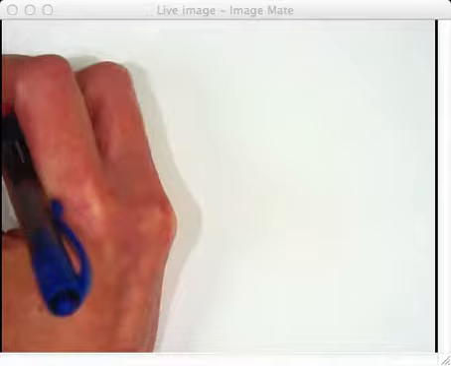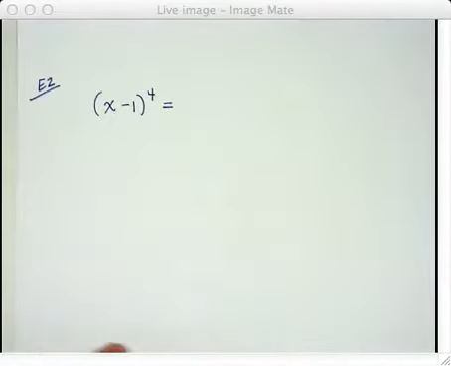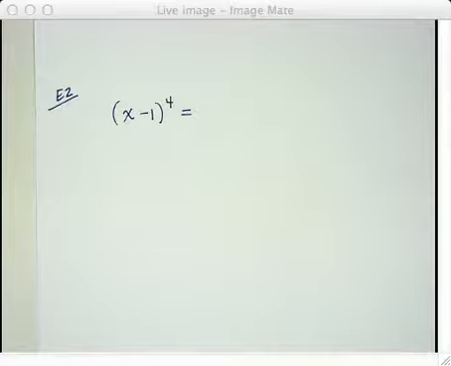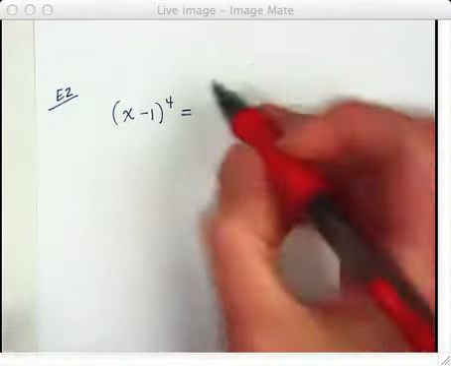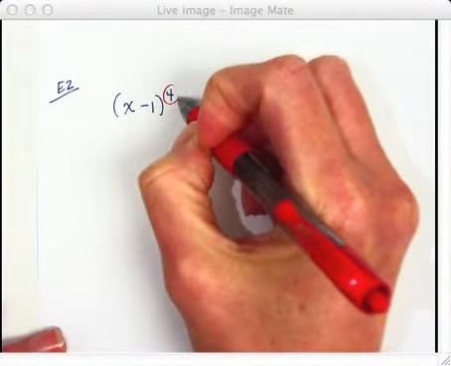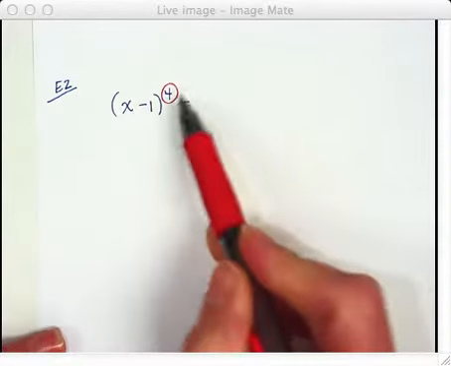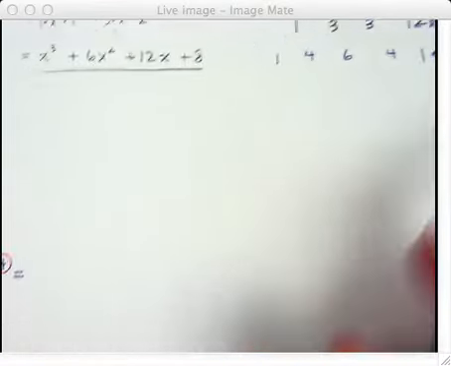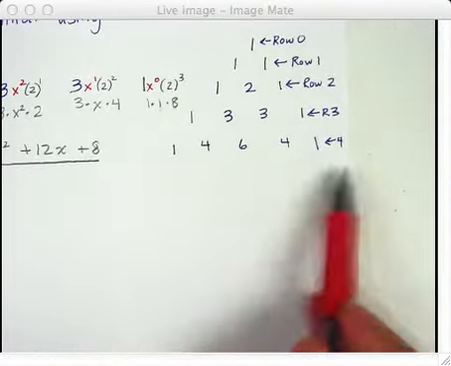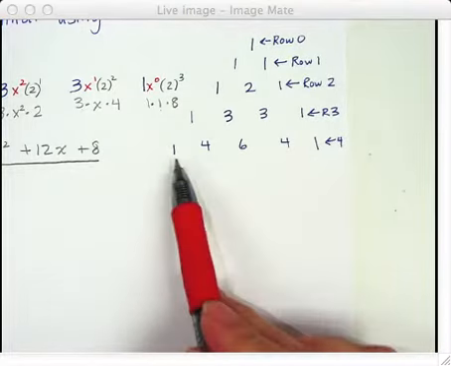All right, so this is the second example, E2, from our notes. In this case, again, you want to look at the exponent here. And since it is a 4, I have to look at the fourth row of Pascal's triangle. And the fourth row has the numbers 1, 4, 6, 4, 1.